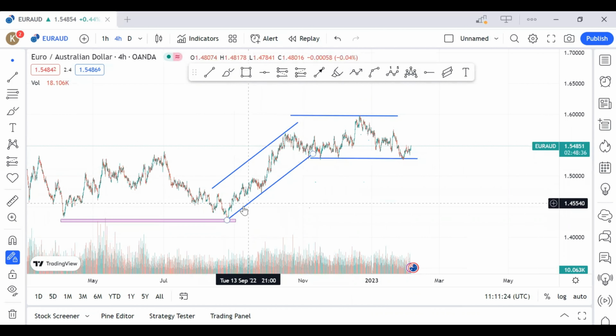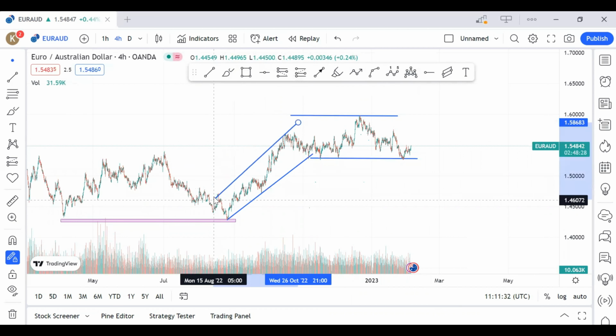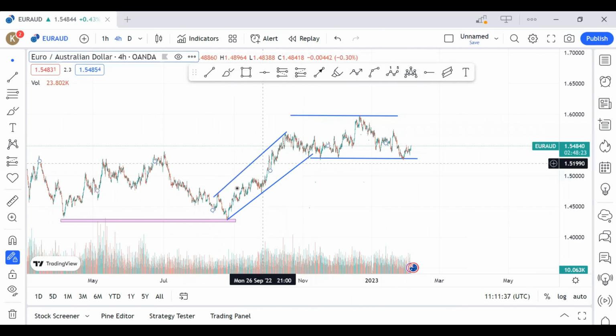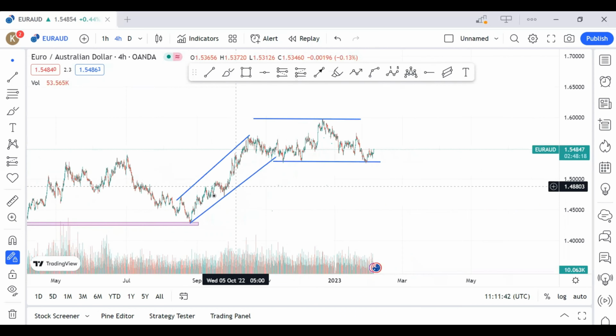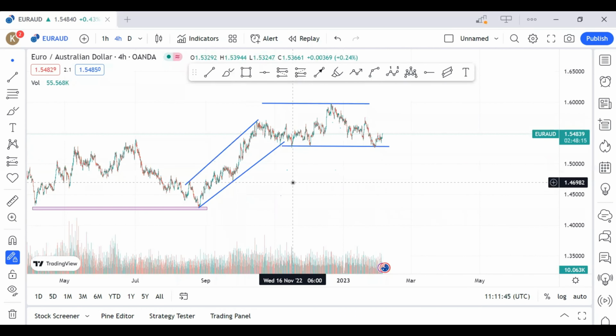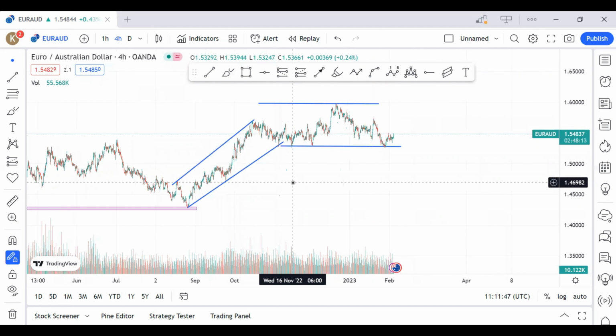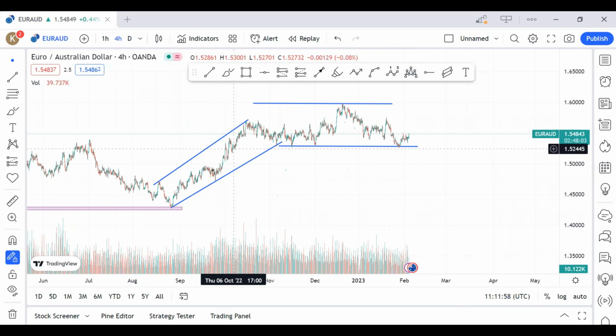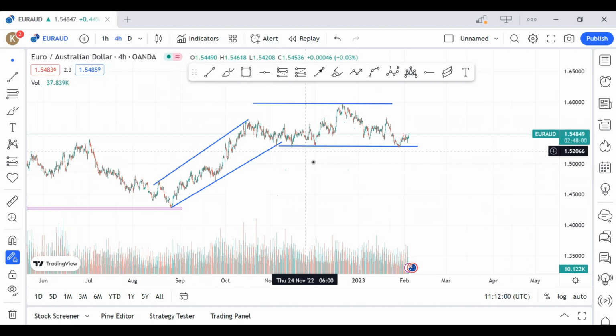Then we created our zone, our structure here, placed our diagonal supporting trend line, and here we have first touch. Here we have our first touch, second touch, possible second touch, and a third touch. Then that's when we created our diagonal resisting trend line. Okay, so since you know that the market has been coming from a bullish momentum, and trying to create a flag.